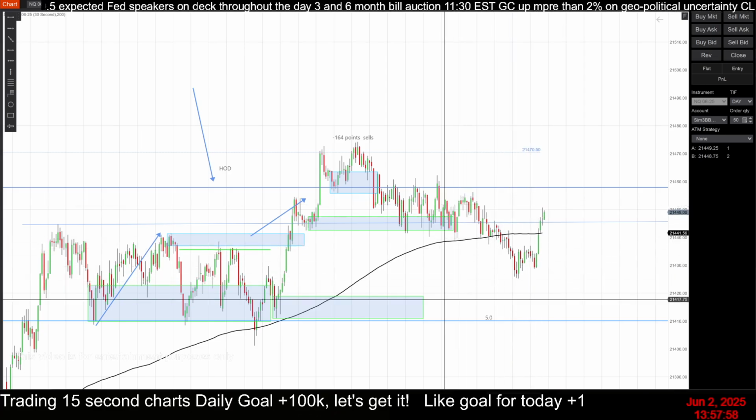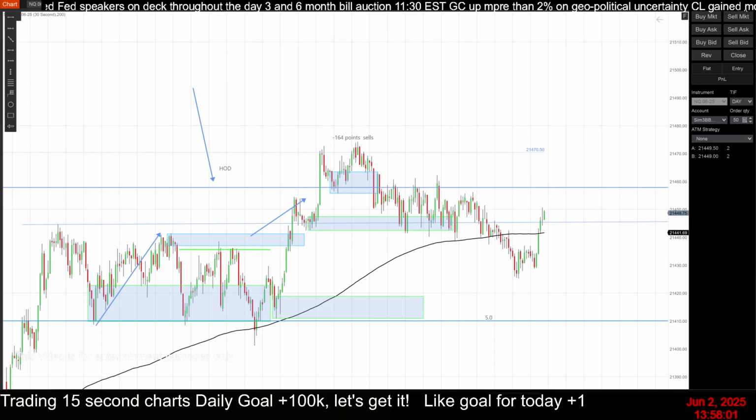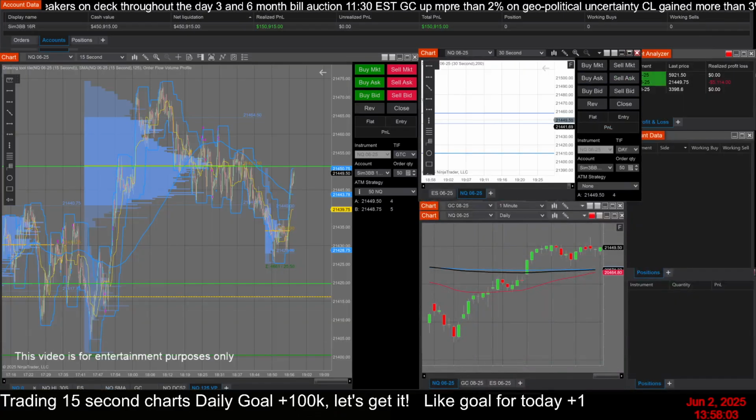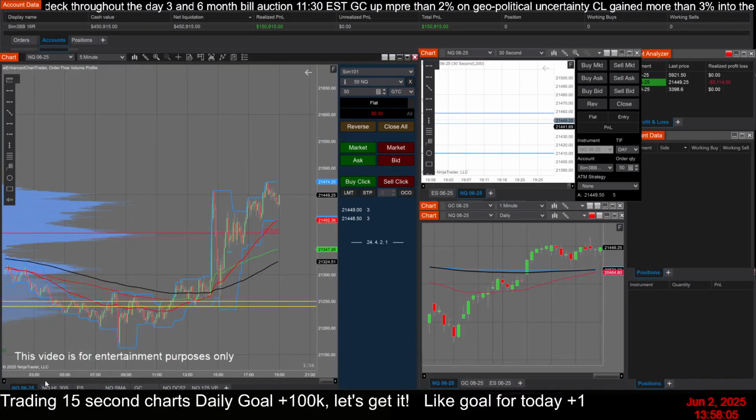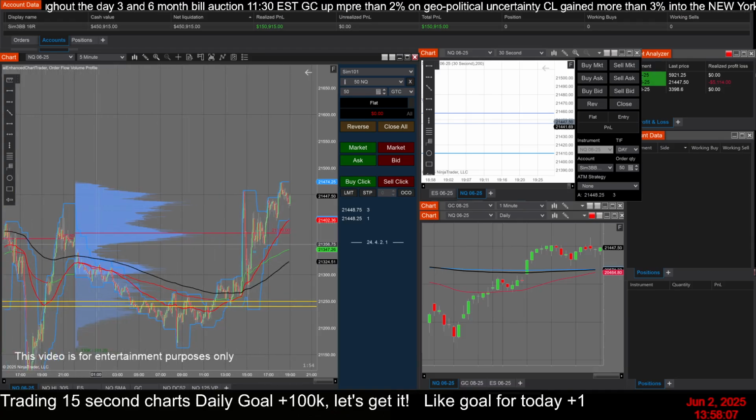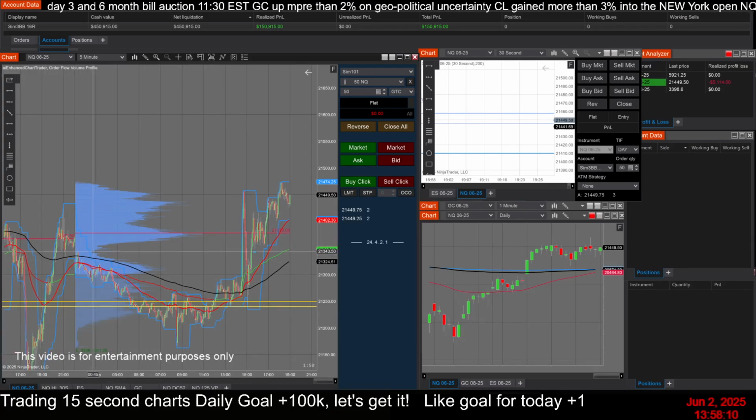Now we're seeing the buying head to the upside. Additionally, we've been using support and resistance. I was using the 5-minute chart. On the 5-minute chart, what I was looking for were these low volume areas on the session volume profile.